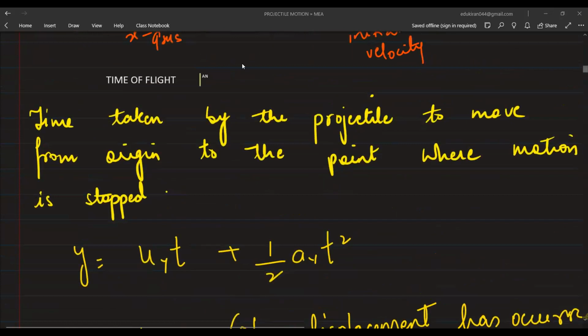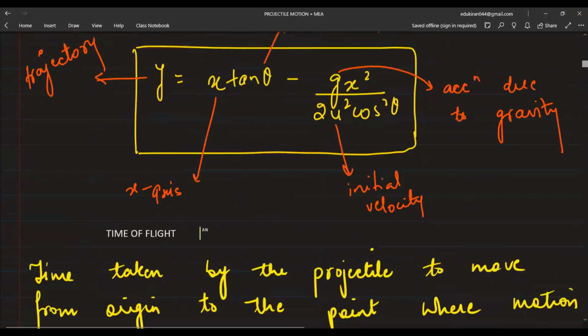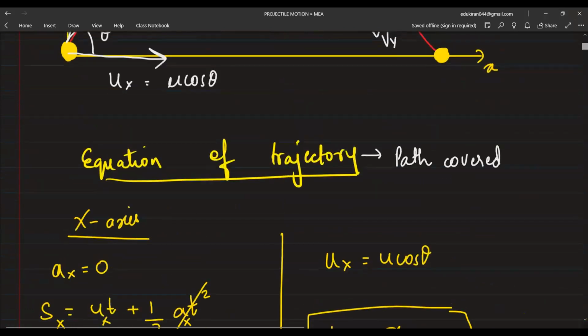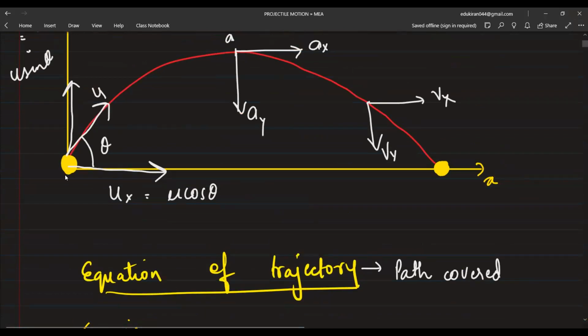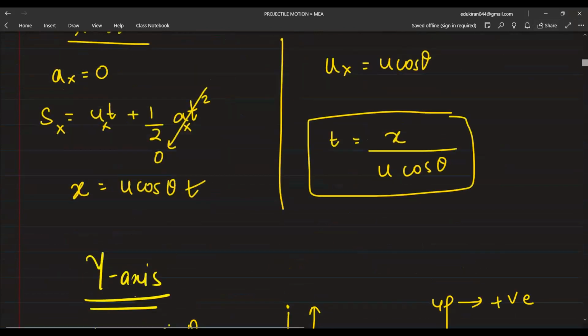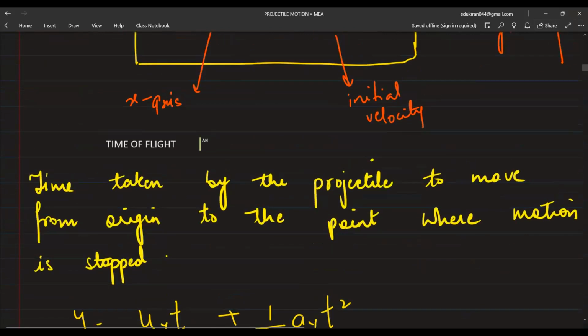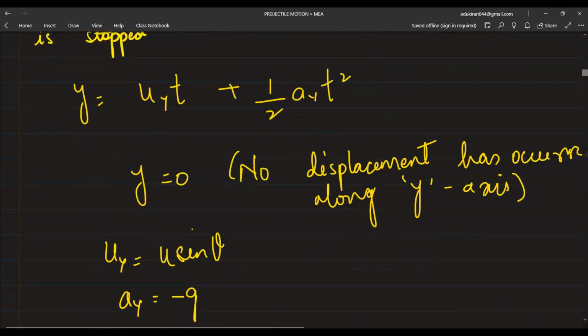See class, when we are talking about the time of flight, it is basically the total time taken by this projectile to reach from the starting point till the end. So it is the time taken by the projectile to move from origin to the point where motion is stopped. That is, the entire duration is known as the time of flight.